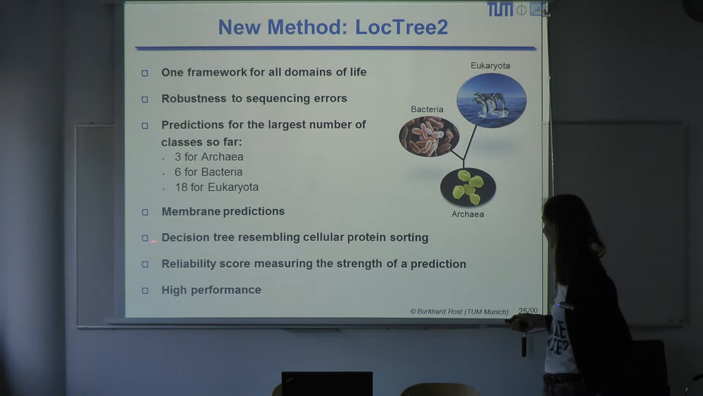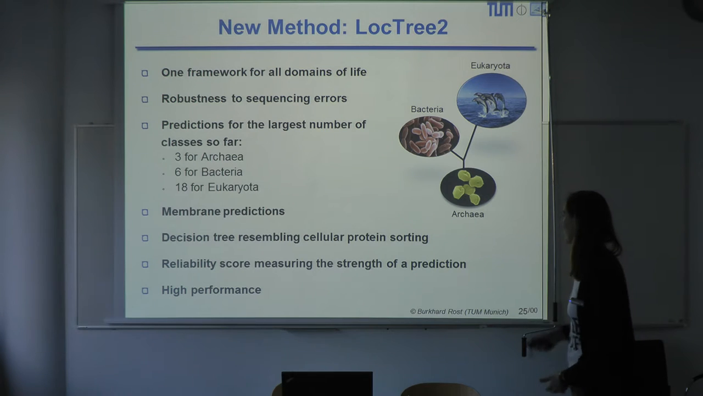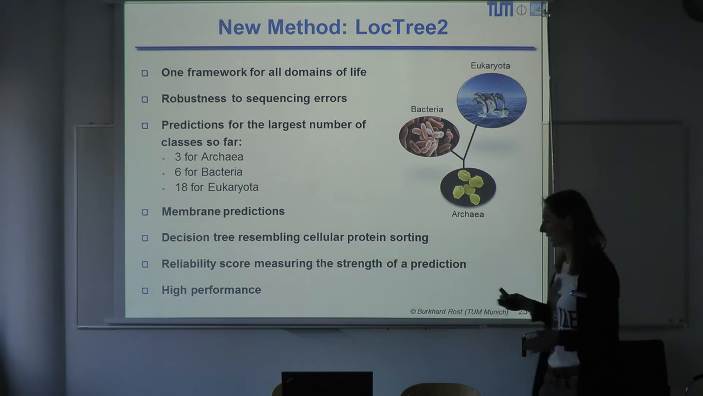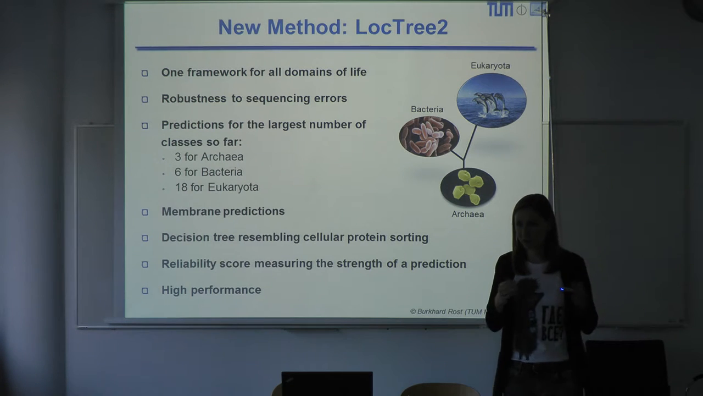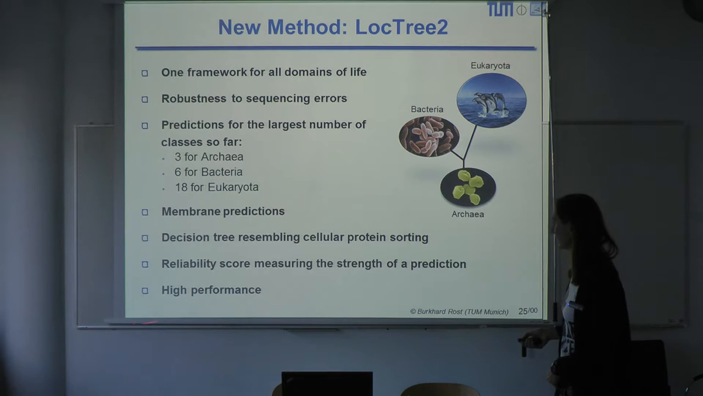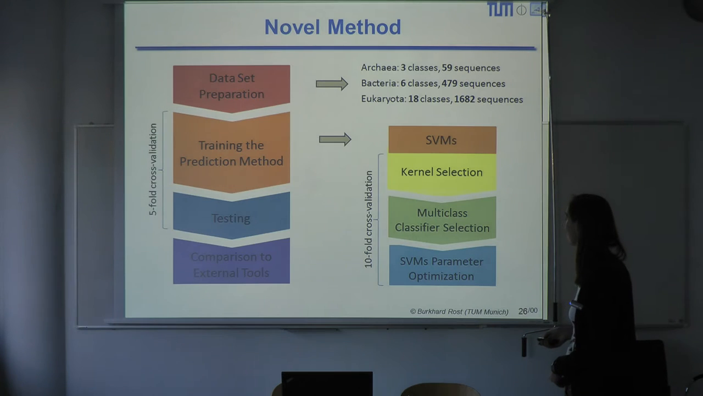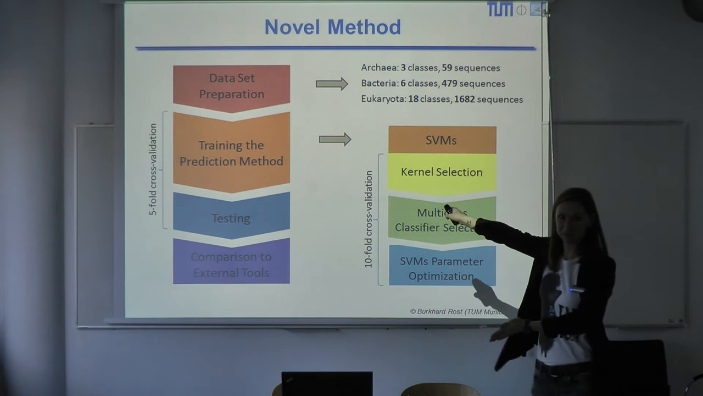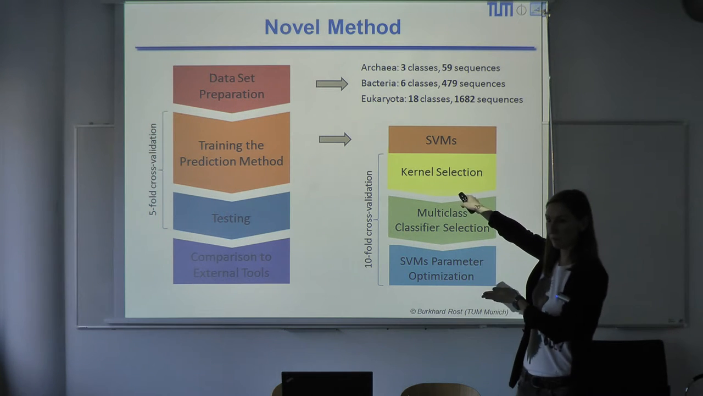Yeah, I will talk about a decision tree that resembles the biological protein sorting process. It provides reliability scores that tell a user whether the prediction is trustable or not. And finally, I will show that it has a very high performance. Okay, now, this is the recipe. This is what you do when you apply machine learning.